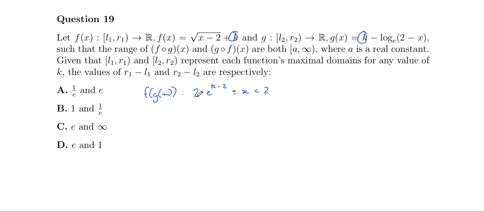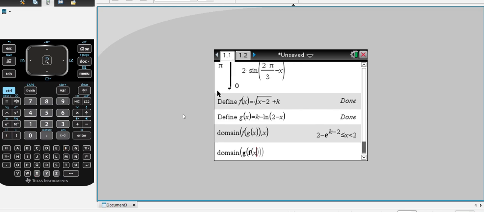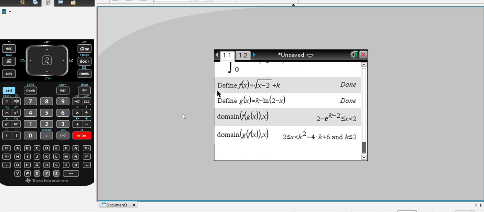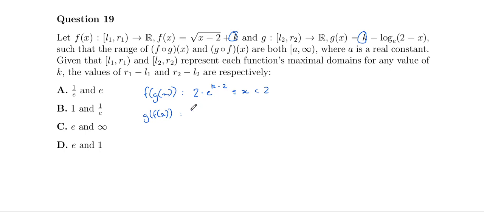Okay, so we found the domain of f of g of x, so now let's find the domain of g of f of x. So that's going to be domain g of f of x, 2 to k squared minus 4k plus 6. 2x, k squared minus 4k plus 6. So these are the domains. Now from here, how are we going to find the range?